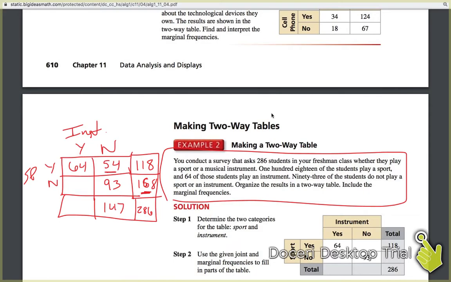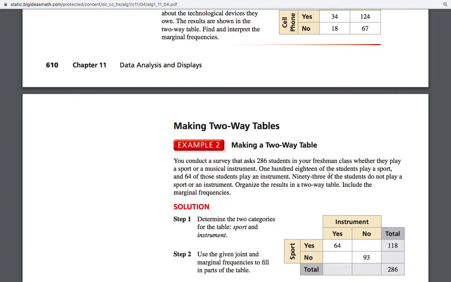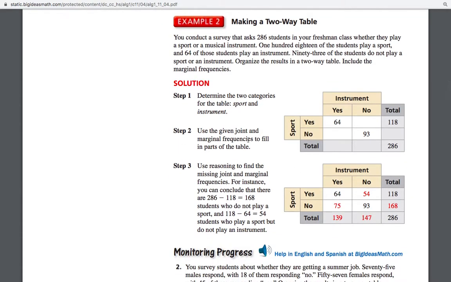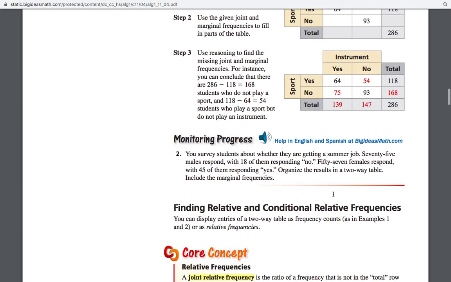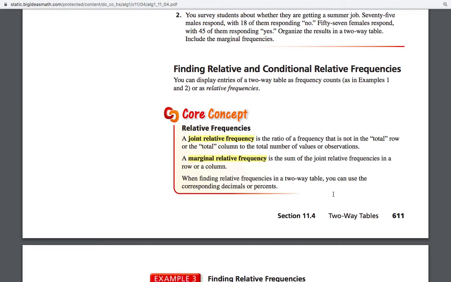So then I've got to do some subtraction to get over here and here. So I subtract, I'm going to get 75, and I'm going to get 139 for that. So we can fill it in just using kind of logic, adding, subtracting. Okay, but it's important that you put those numbers in the right spot the first time. All right, so moving on from joint frequency and marginal frequency, now we have the relative frequency.